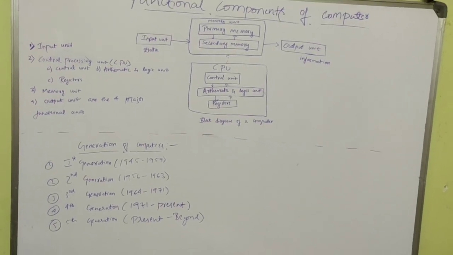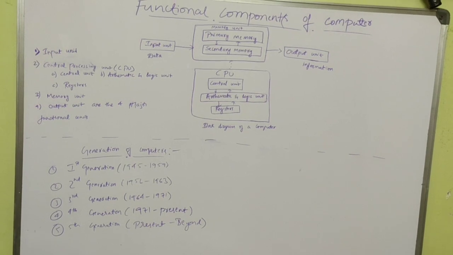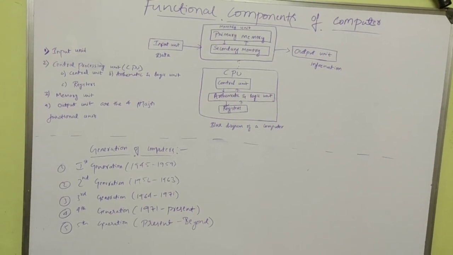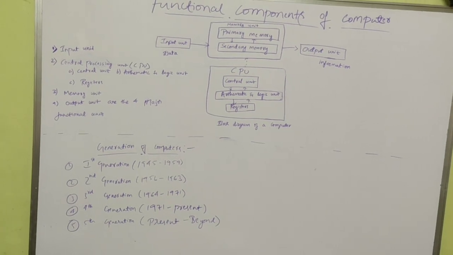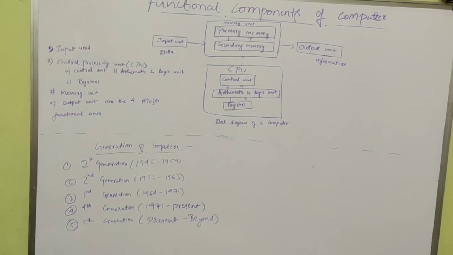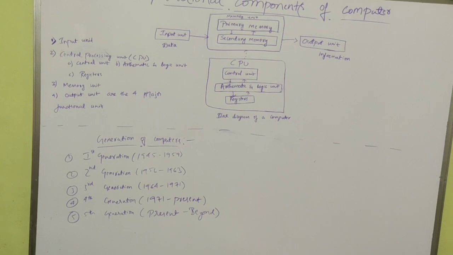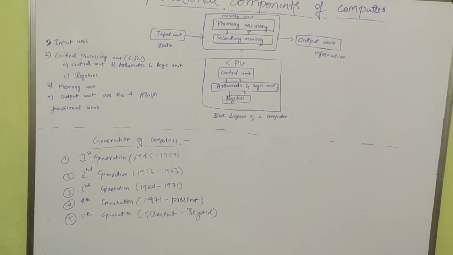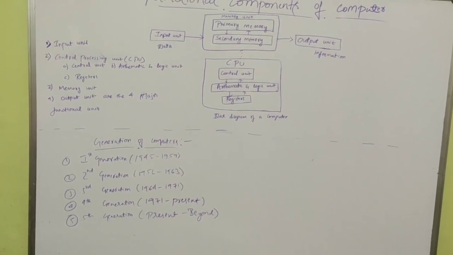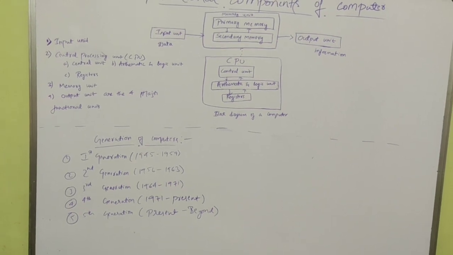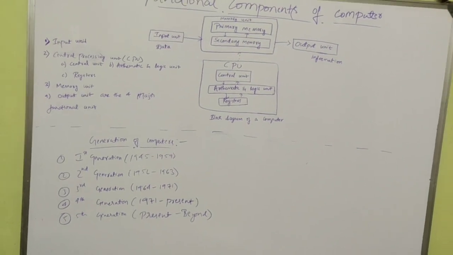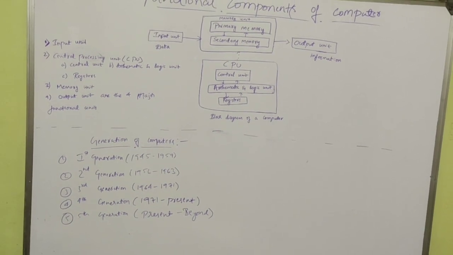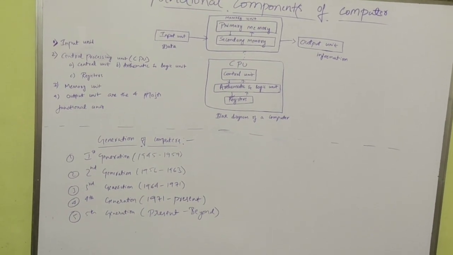Here, the control unit mainly controls and coordinates the activities of all units of a computer system, and it mainly performs four basic operations: fetching data and instructions from the memory, controlling the flow of data to and from the main memory, decoding and executing the instructions, and controlling input and output devices, that is, the overall supervision of the computer system.